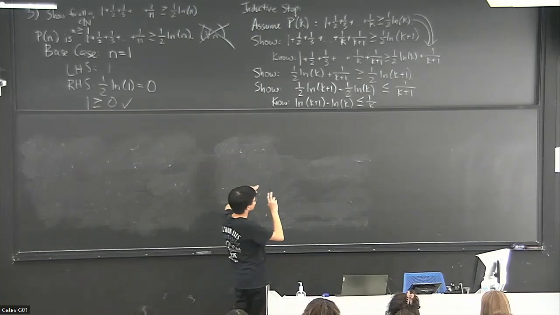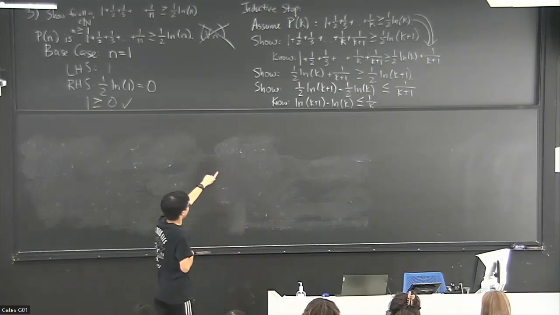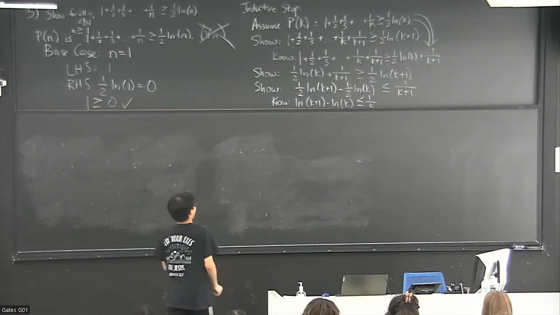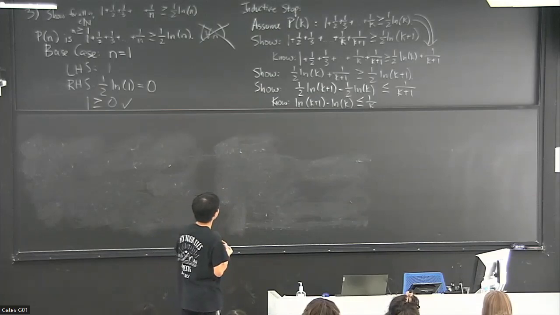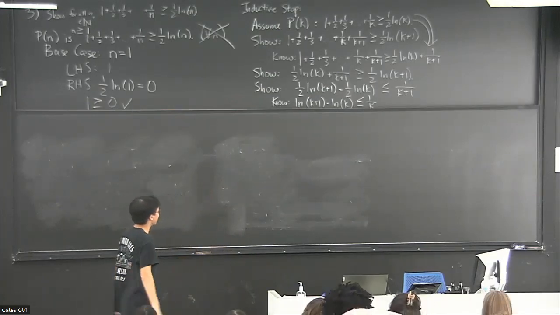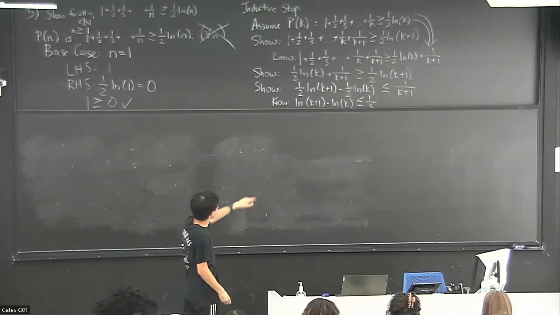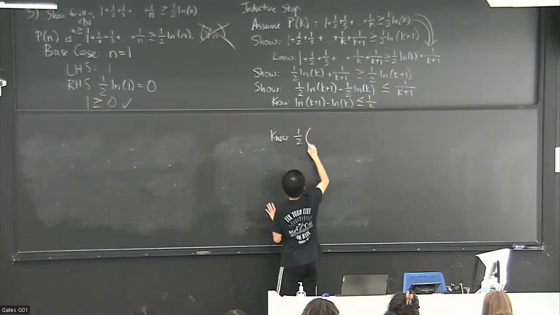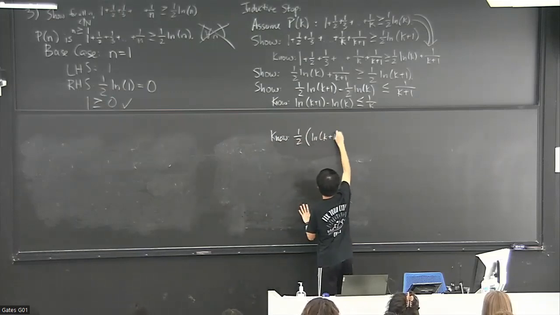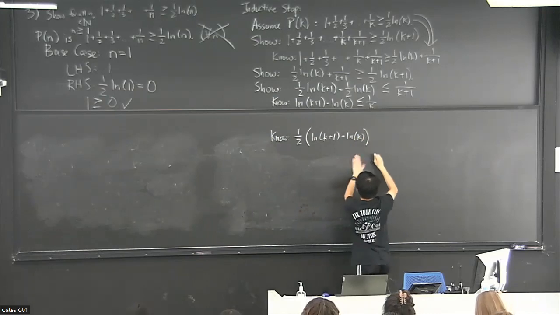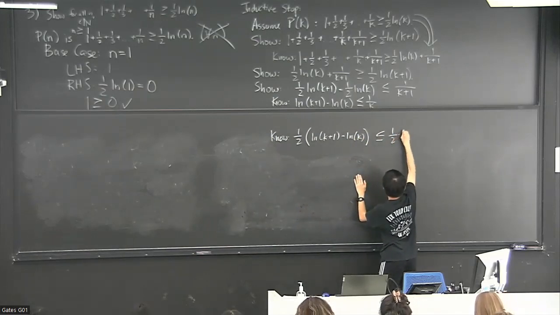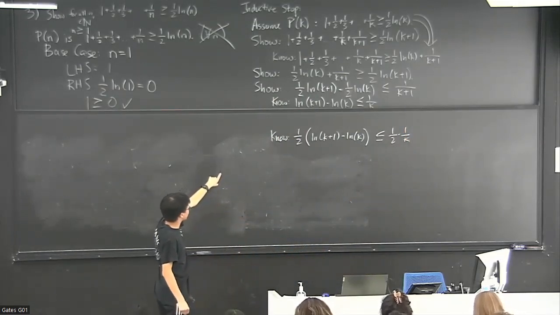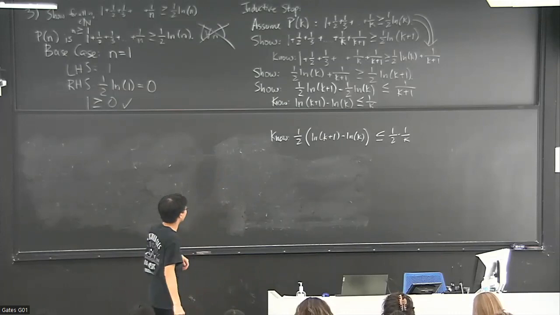So what do I actually need to know? If I already know ln(k+1) - ln(k) is less than or equal to 1/k, notice on top, it looks almost like the thing I already know. In fact, if I know that, I also know that 1/2 of it is less than or equal to 1/2 of 1/k. This is something I know, because I know the fact on top, I just multiply by 1/2. This is something I already know.